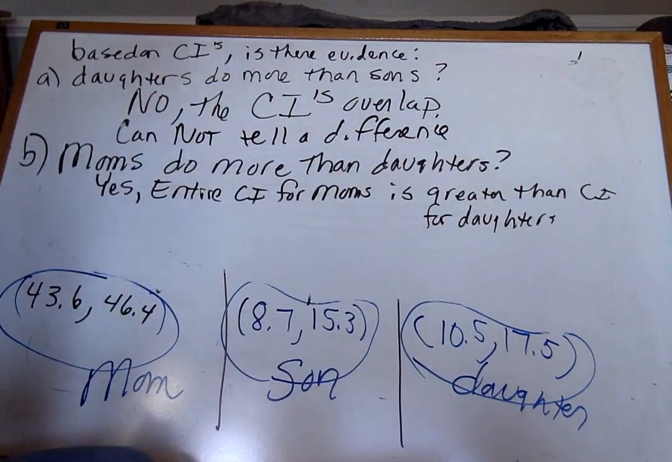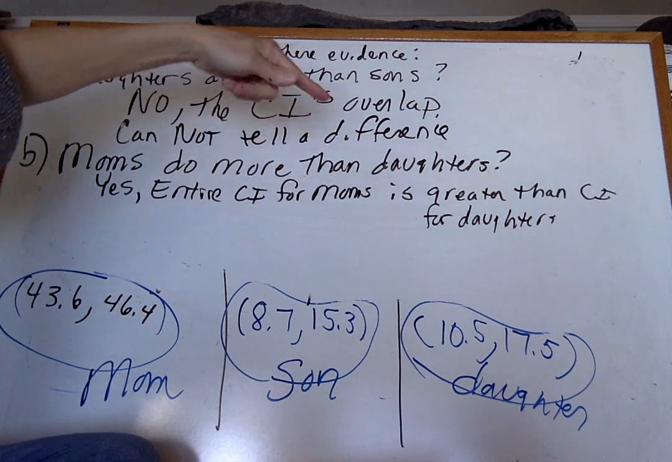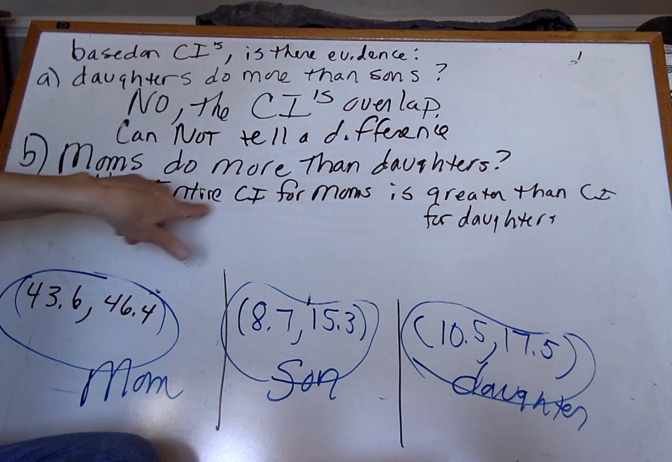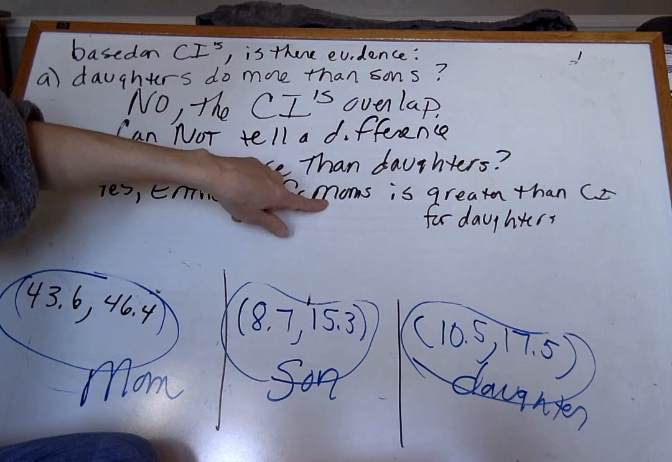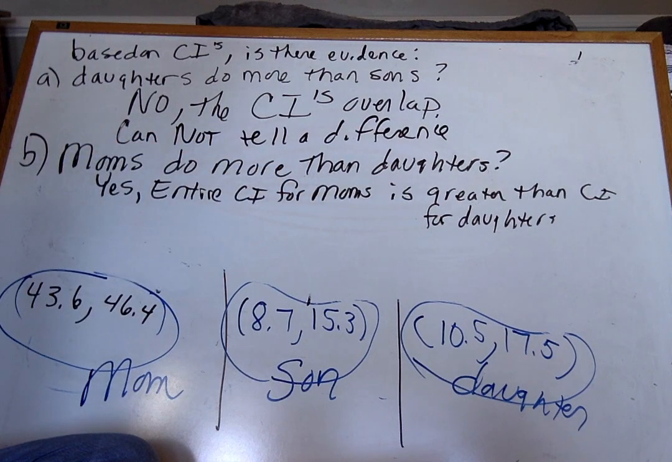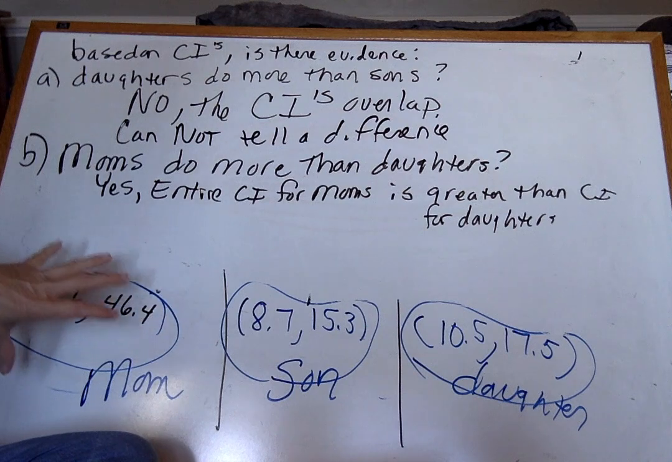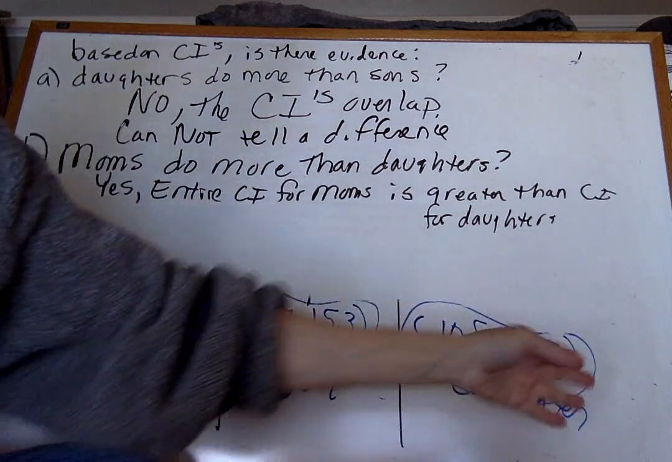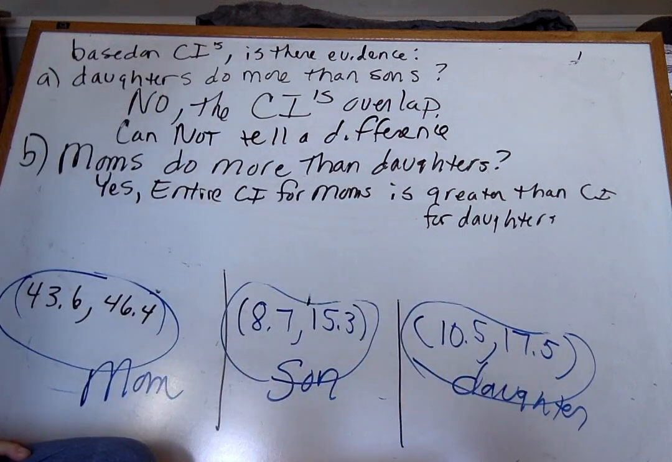You're going to see me use that word entire a lot. So, is there evidence moms do more than daughters? Yes, the entire confidence interval for the moms is greater than the confidence interval for the daughters, meaning every single number in the mom's confidence interval happens to be bigger than the 17.5. That is a complete answer.